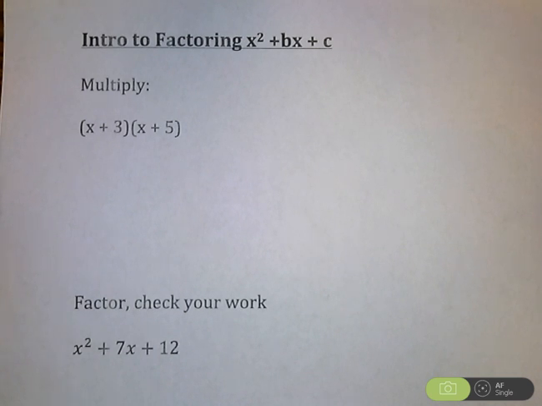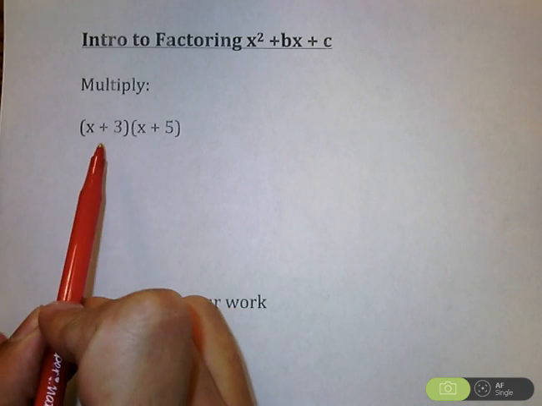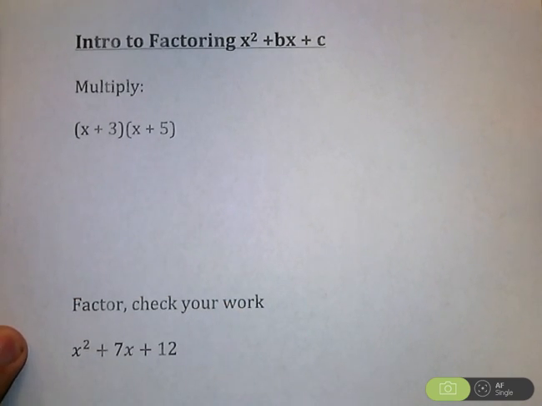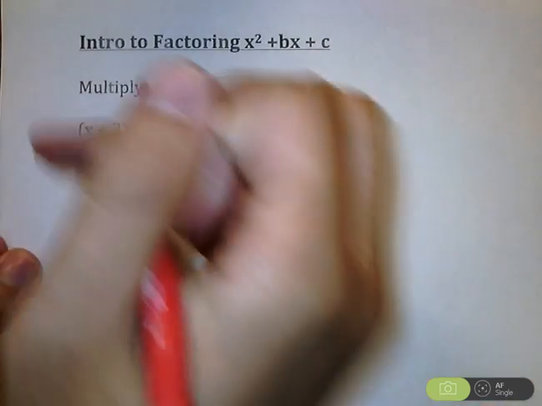Let's do an introduction to factoring x squared plus bx plus c. So to get where I need to get, first thing I want to do is multiply x plus 3 times x plus 5. So we're going to distribute here.